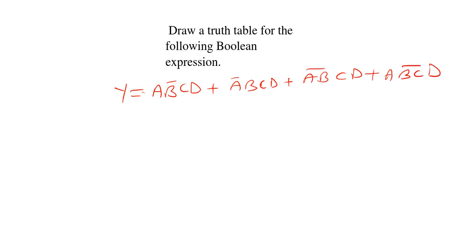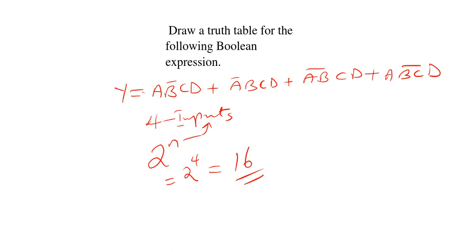So the first thing you have to do is identify the number of inputs. Here we have 4 inputs. After identifying the number of inputs, you determine the number of rows the truth table will have. The number of rows is calculated by the formula 2 power n, where n is the number of inputs. In this case, the number of rows will be 2 power 4, which is 16. So we shall draw a truth table of 16 rows.